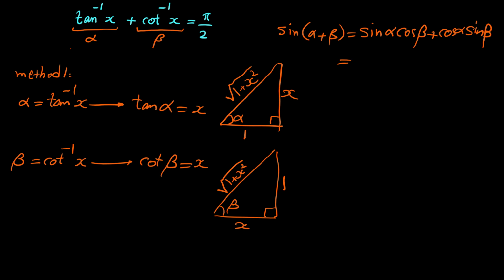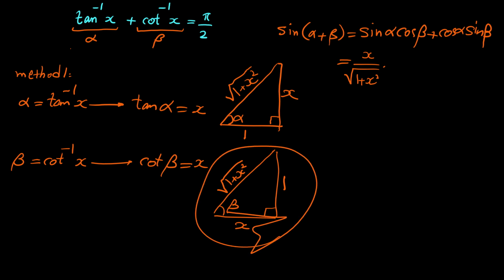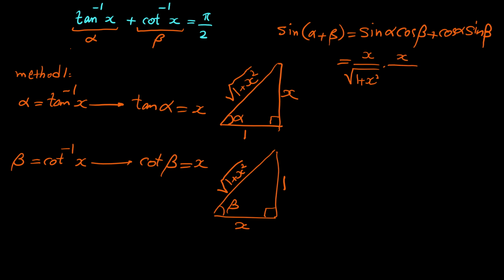Look at these triangles that we have here and find sine of alpha. Sine of alpha, sine of this angle, is opposite over hypotenuse. So sine of alpha is x over radical 1 plus x to the 2. What about cosine of beta? Cosine is adjacent over hypotenuse, and so it is x over radical 1 plus x to the 2. It is the same as sine of alpha.